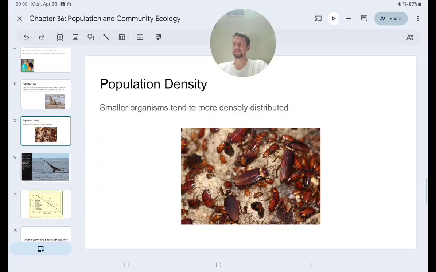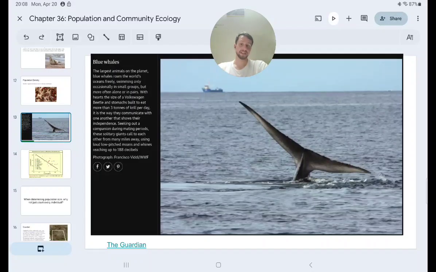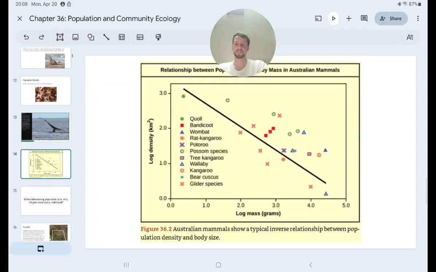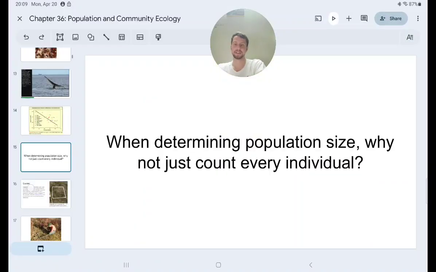And regarding population density, smaller organisms tend to distribute themselves more densely. Okay, so cockroaches tend to be very densely distributed. Yuck, right? Whales, on the other hand, tend to be calling each other from miles away because they're really big, so they're not as densely distributed. This shows there is a mathematical relationship between the size and the density of populations, and you can see all these different examples. The bigger the animals, the less densely they tend to be populated. That makes sense because more biomass requires more energy to sustain.